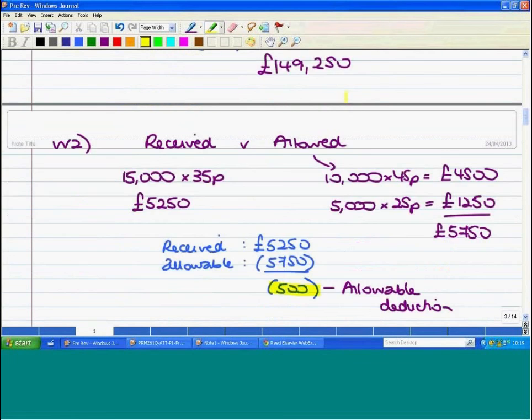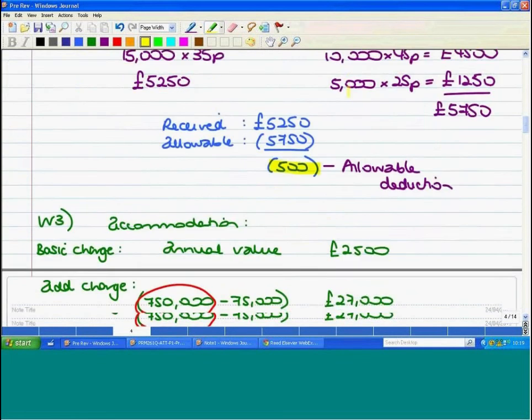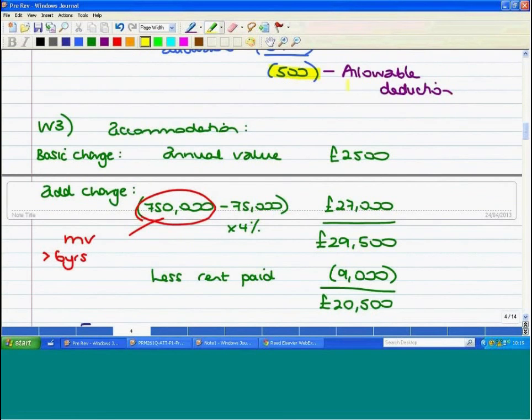Now my accommodation, we talked this through as we read through it in the questions. So my basic charge there is that annual value. There is no comparison in terms of the rent paid by the employer because that wasn't applicable. And then my additional charge, I'm looking at the excess above the 75,000 times by the official rate of interest. And I'm not using the cost that they've given because he's moved in more than 6 years after they actually bought the property. Now, just be careful.